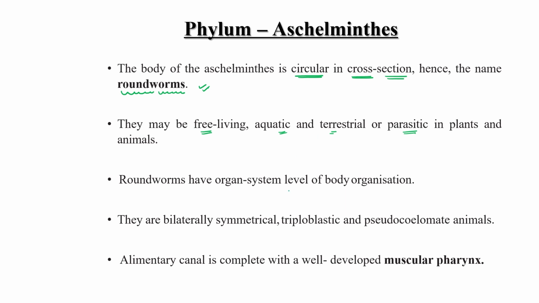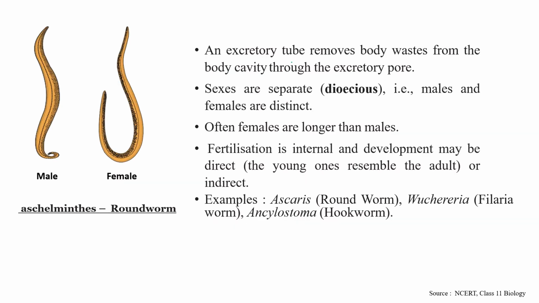They have organ level of organization. They are bilaterally symmetrical, triploblastic, and pseudocoelomates. Pseudocoelomate, they don't have a true coelom. So this is again an important property. The alimentary canal is complete with a well-developed muscular pharynx. This is again a character developed in this group only. To remove the body waste, they have an excretory tube from the body cavity.